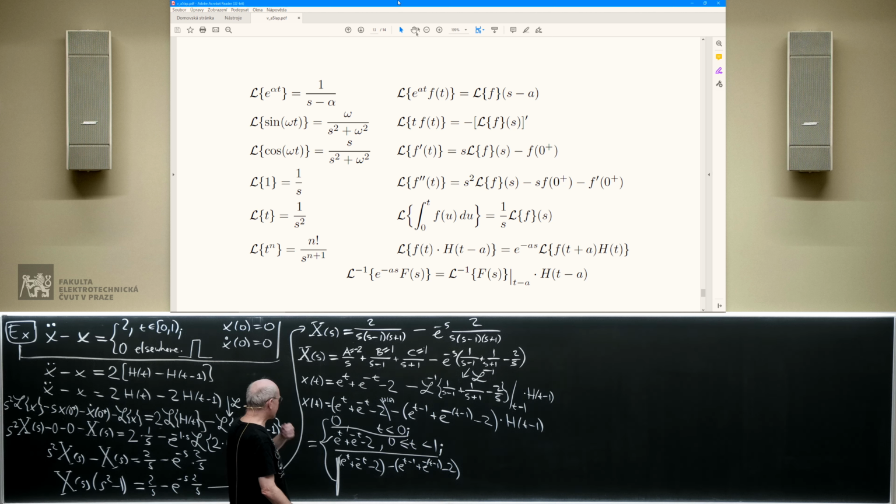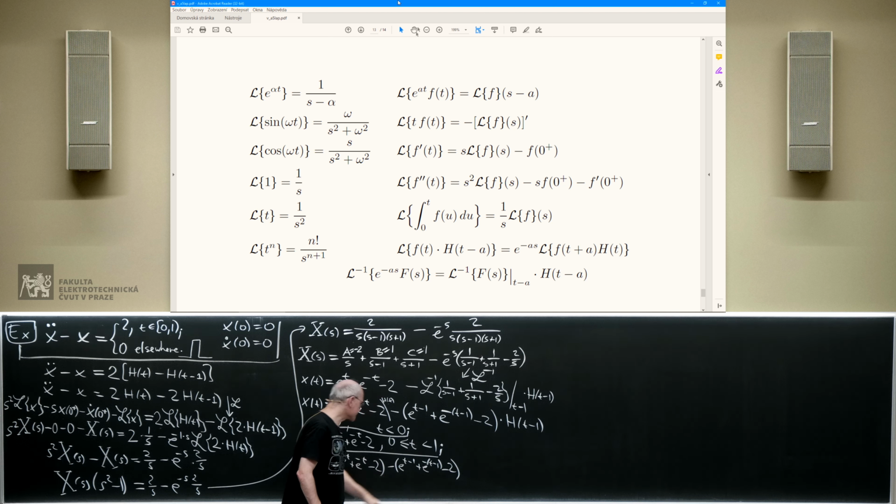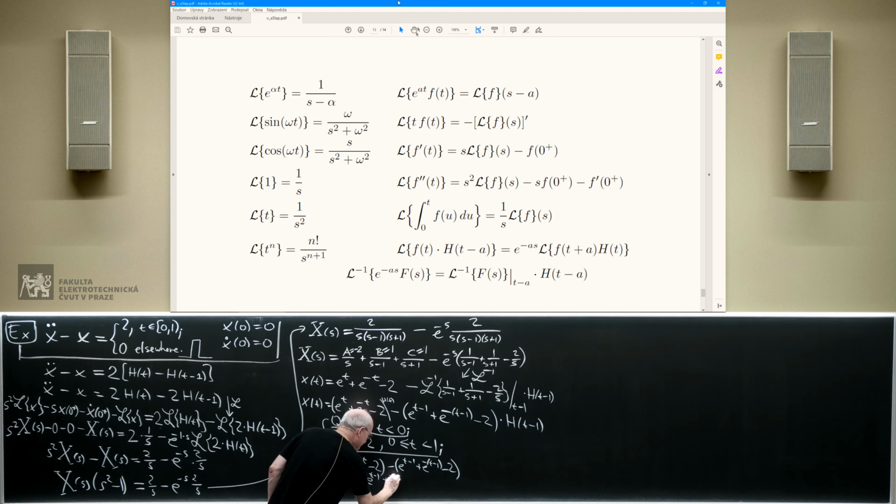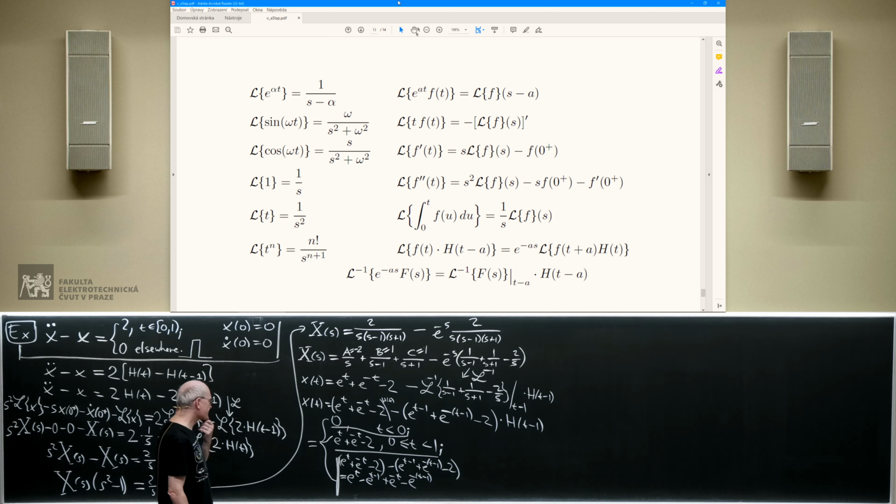Can we simplify somehow? That's a good question. Well, definitely the 2's, they cancel. So one possible way to write it is e to t minus e to t minus 1, for instance like that, plus e to negative t minus e to negative t minus 1. There could be one way.